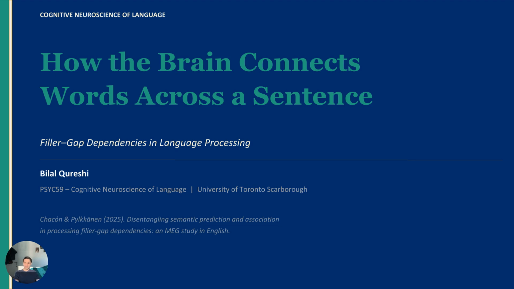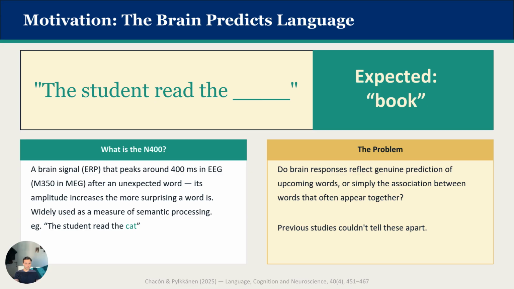Hey everyone, today I'll be presenting a recent study by Chacon and Pilkinen from 2025. This study investigates how the brain processes long distance relationships between words in sentences, especially in structures that we call filler gap dependencies.